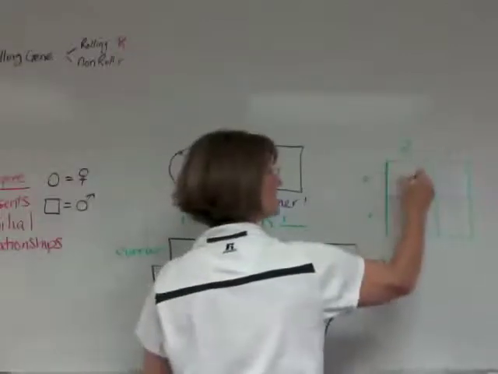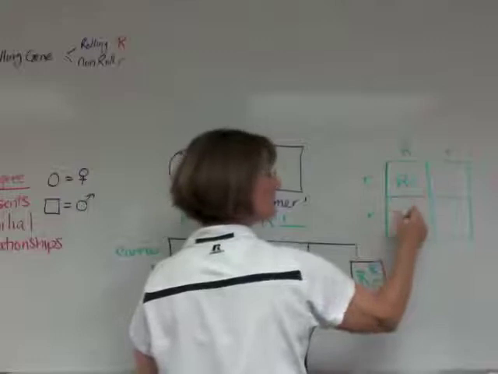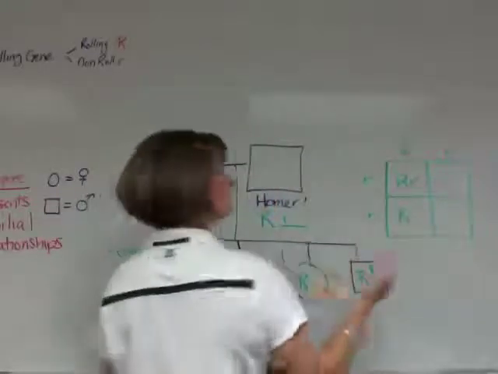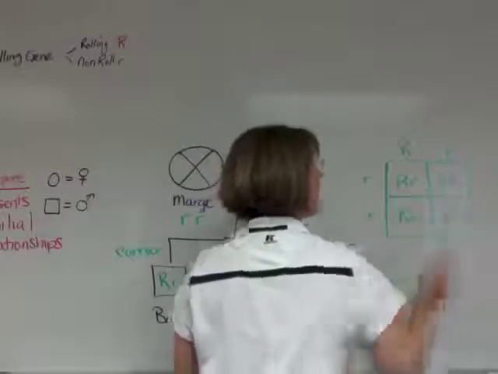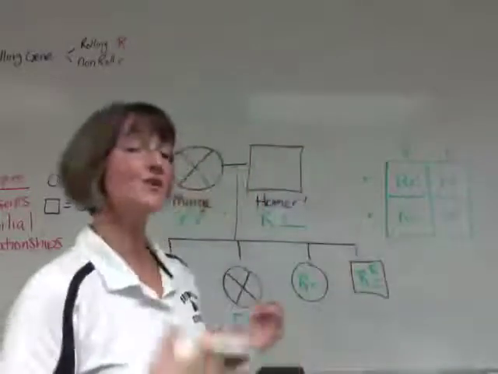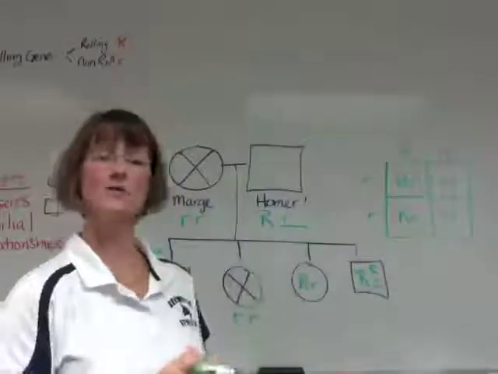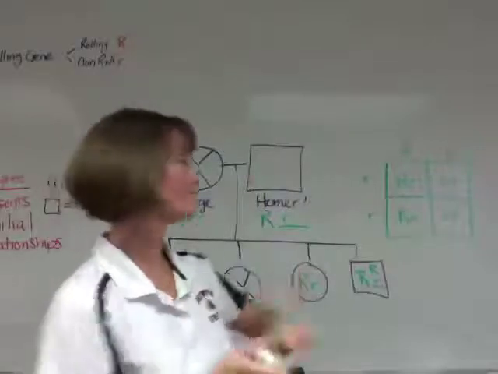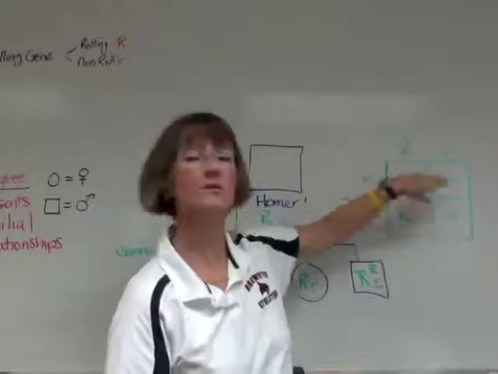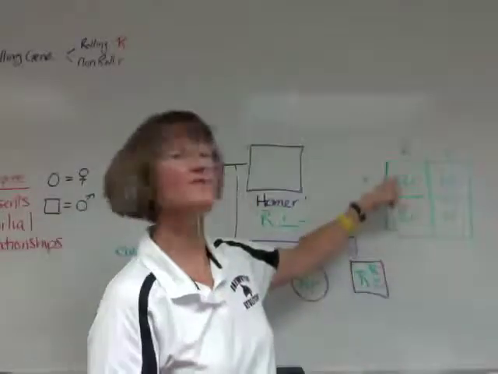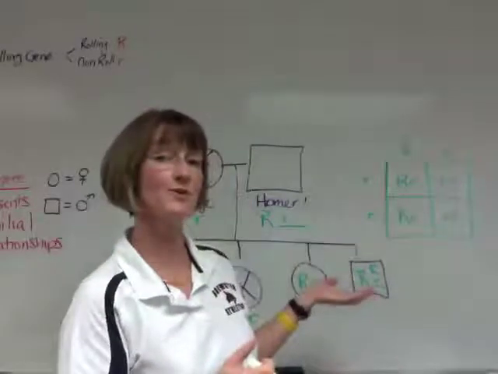If we take a look at the possible crosses, the dominant R, we give the courtesy, because it's dominant, of always going first. What's the chance that their child, their fifth child, will not be able to roll its tongue? 2 out of 4, 50% chance. 50% chance that the child will be able to roll his tongue.